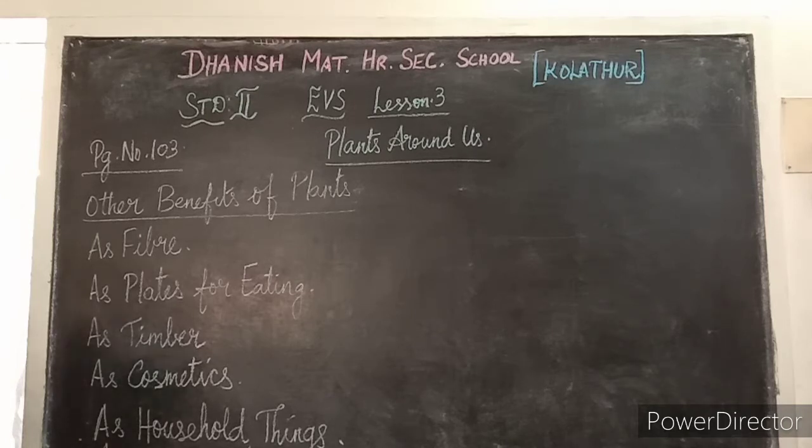Okay, children. Next we are moving on to cosmetics. How the plants, the other benefits of plants as cosmetics. See here, see book page number 104. That is, first one is henna, that is marugani. Next one is sikakai. The next one is aloe vera, that is katrade. These are the plants used as cosmetics.